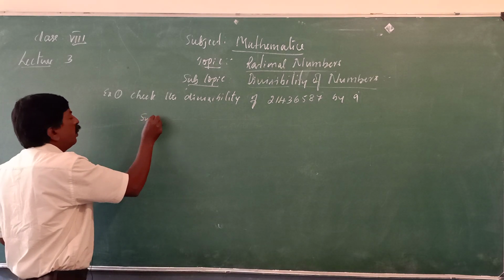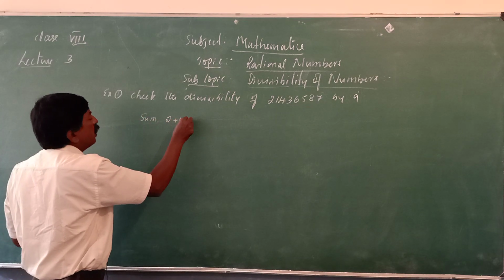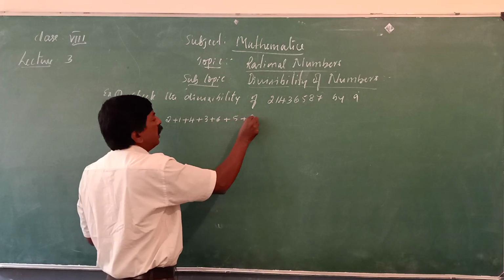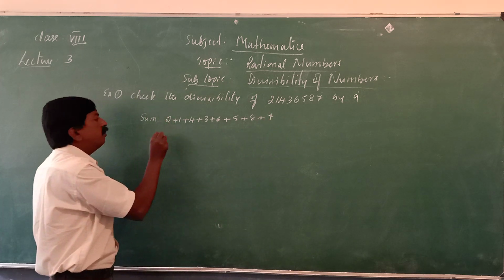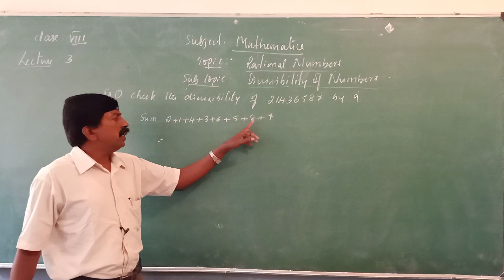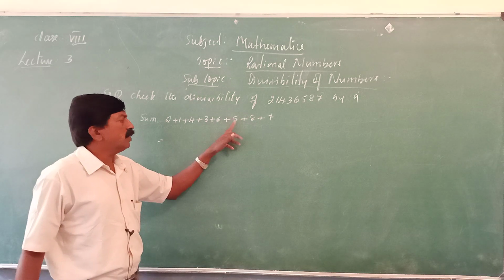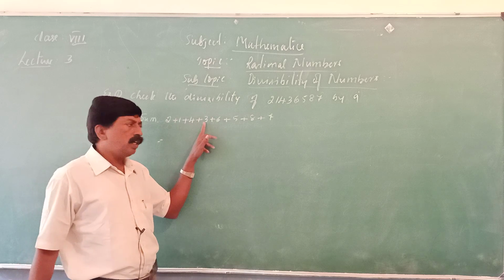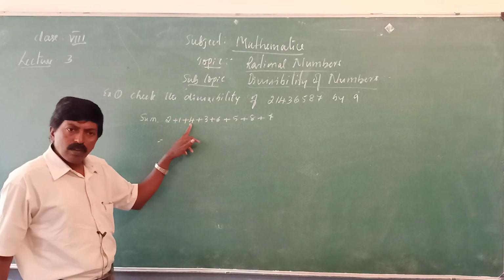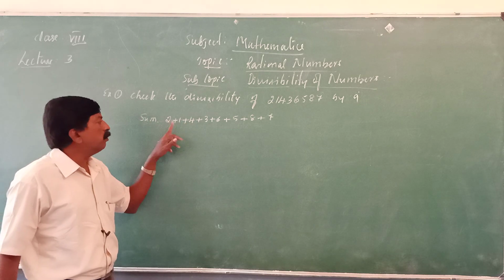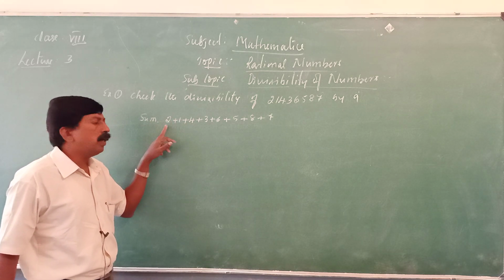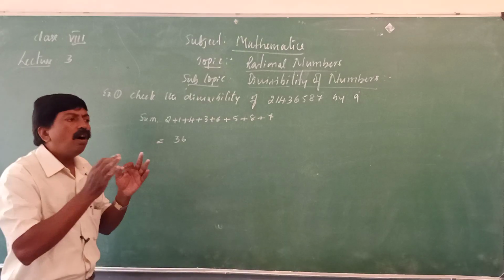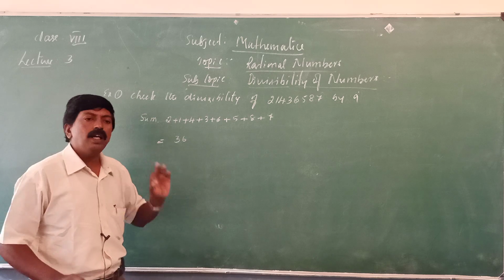So the sum is equal to 2 plus 1 plus 4 plus 3 plus 6 plus 5 plus 8 plus 7. What is the sum of these numbers? 7 plus 8 is 15, 15 plus 5 is 20, 20 plus 6 is 26, 26 plus 3 is 29, 29 plus 4 is 33, 33 plus 1 is 34, 34 plus 2 is 36. We got the sum of all digits in the numeral as 36.